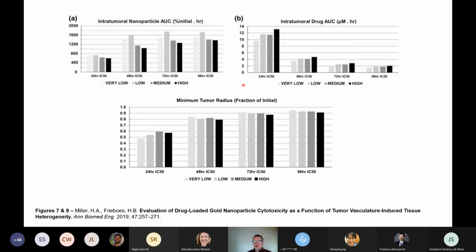Drug effect was measured as the minimum tumor radius achieved after bolus injection. We can see that tumor heterogeneity has the strongest effect on tumor radius, with the strongest drug concentration of a 24-hour IC50, where drug was most effective in the very low case and least effective in the medium case. However, at weaker concentrations, drug tended to be least effective in the very low case, although the differences here are very small.